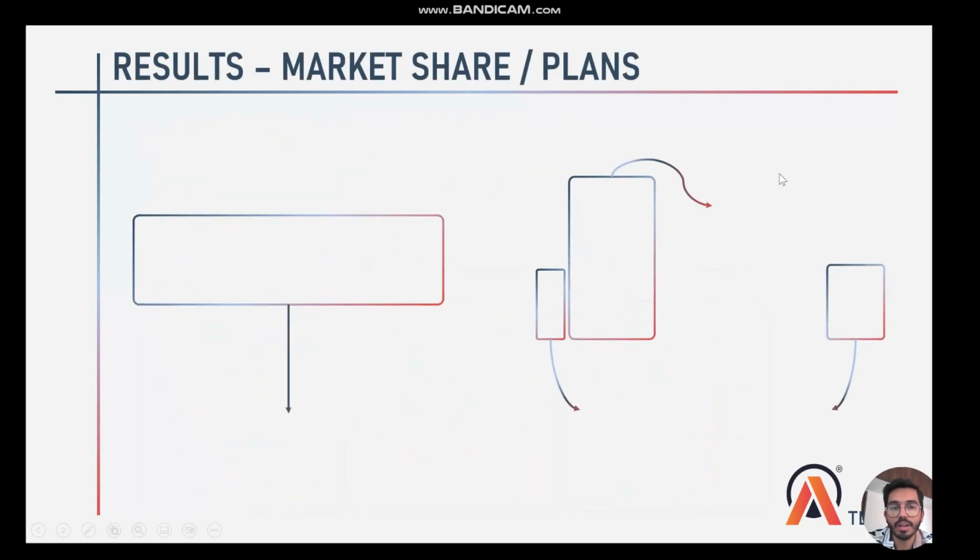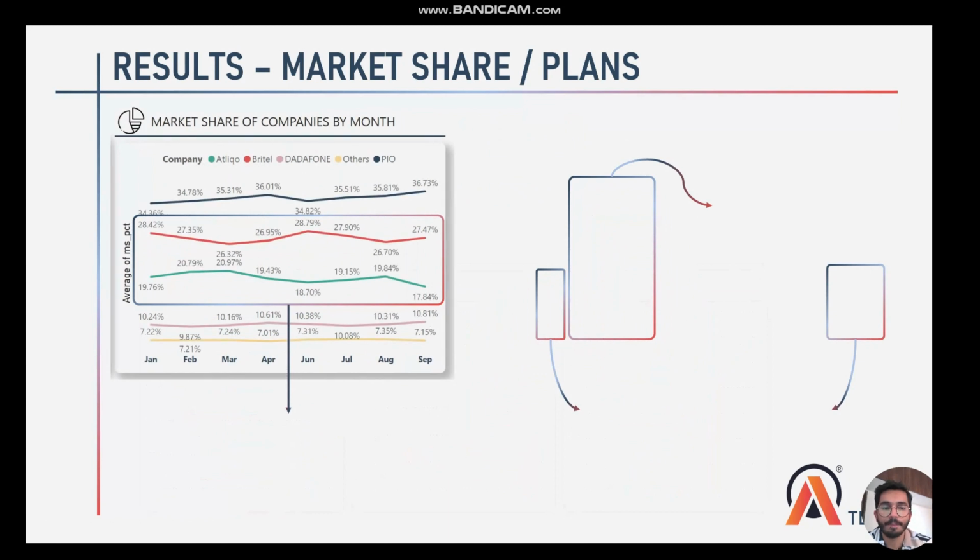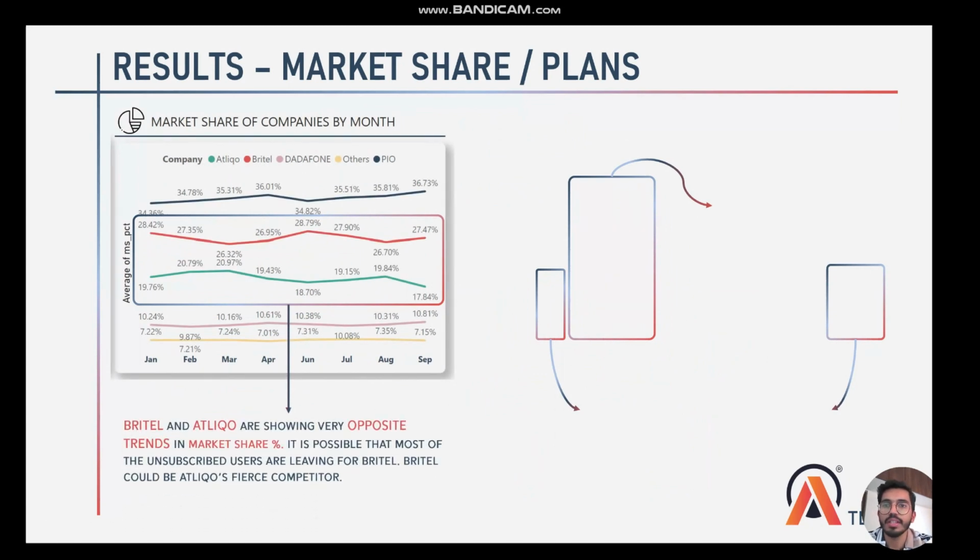Let's move on to the market share. On the left hand side, you can see the market share graph, and the green line is for the Telco company, and the others are competitors. Now if you look closely between the red line and the green line, you can see that these are trends that are quite opposite to each other. It is creating a funnel or tunnel effect.